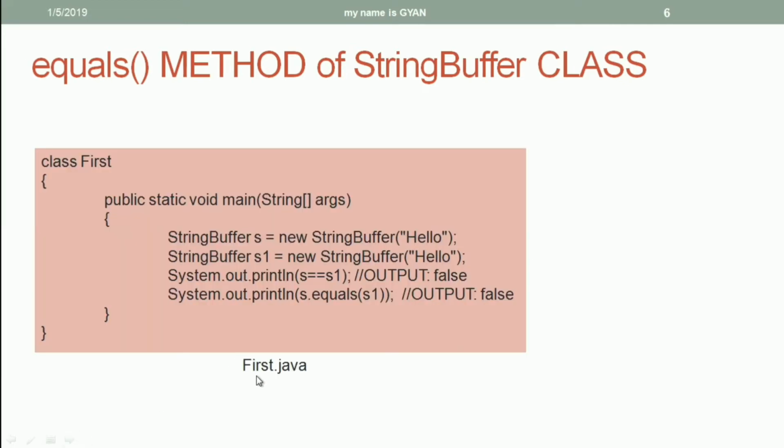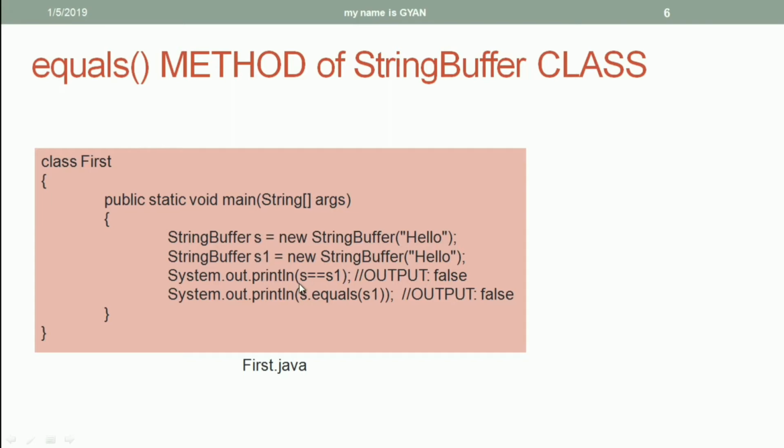So in this case, we have the Java file First.java. In First.java, we have the class First. In the class First, we have the method main. In the method main, we are creating a new StringBuffer object with the content hello, whose reference will be stored into the reference variable s of type StringBuffer. Again, we are creating a new StringBuffer object with the content hello, whose reference will be stored into the reference variable s1 of type StringBuffer. These two objects will be created in the heap.